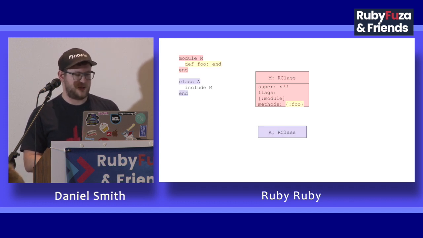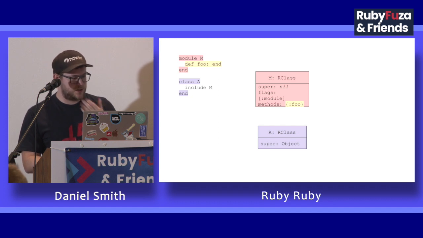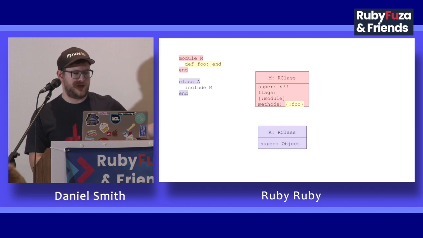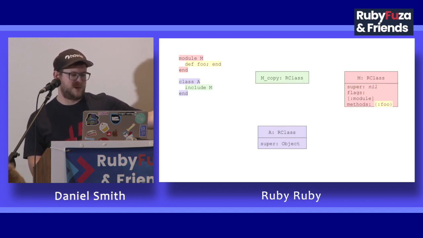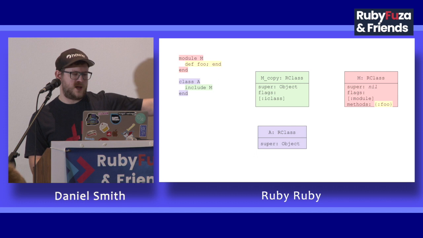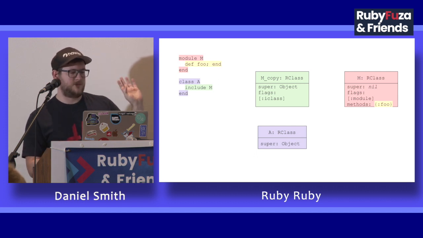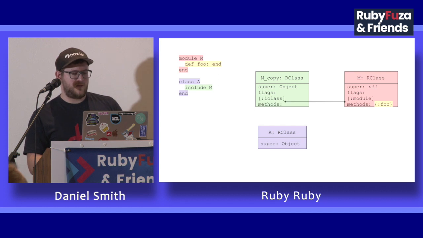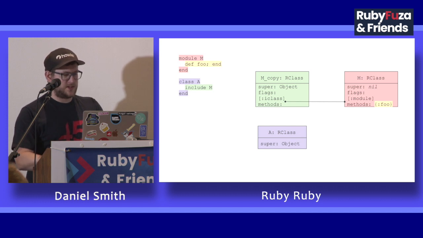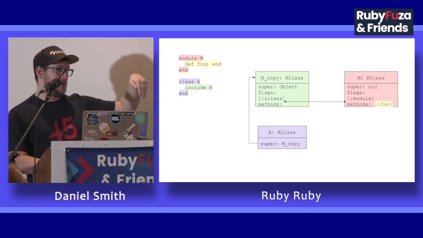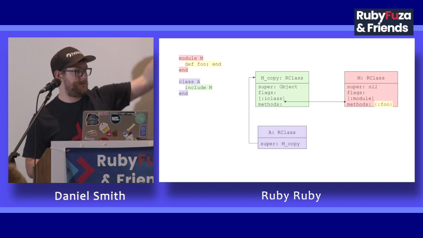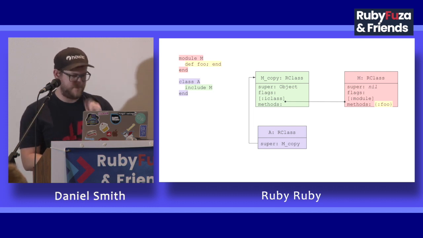And it's got the foo method in it. And here's A. It's an object, or a subclass of object. And now this is where it gets a little bit weird, because when you include a module in Ruby, it actually copies the module, sets its superclass to the superclass of the class you're including it into, and it sets it to an I class, which stands for include class, and it references the original methods from the module. Then it sets the class's superclass to actually be that I class, and that's kind of how A gets the methods from the module magically.